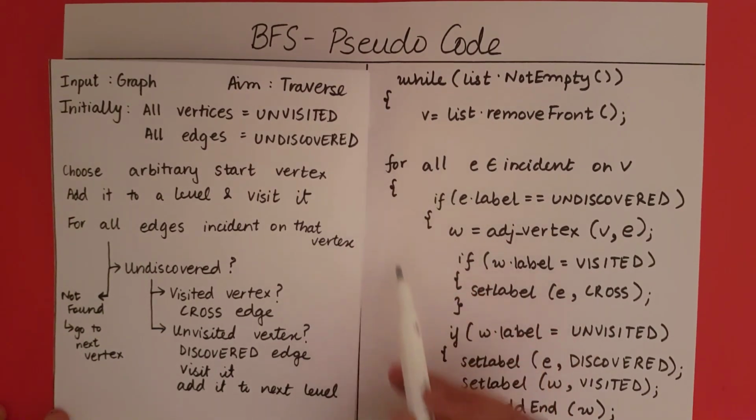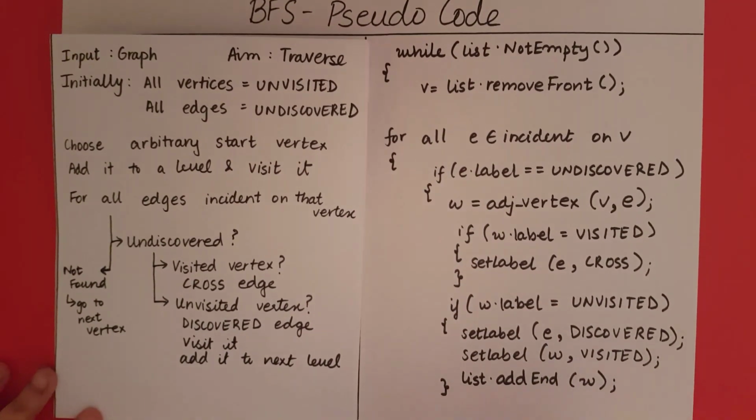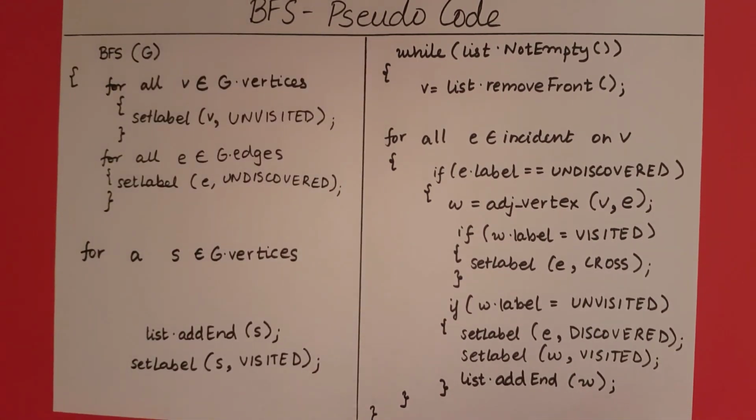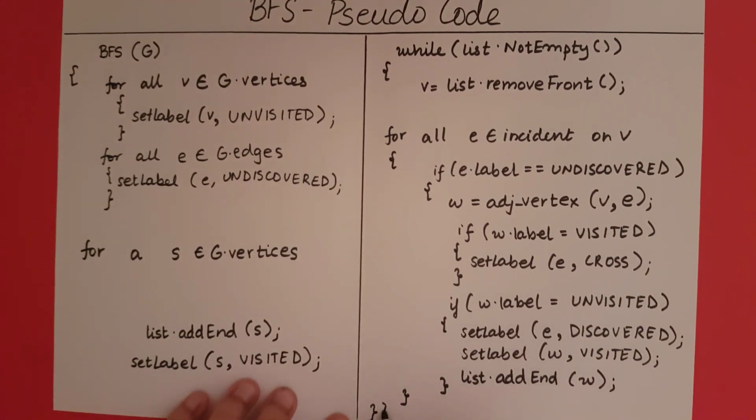Now, we do this for all the edges. And we do this until the list is empty. And with that, we come to the end of our function.